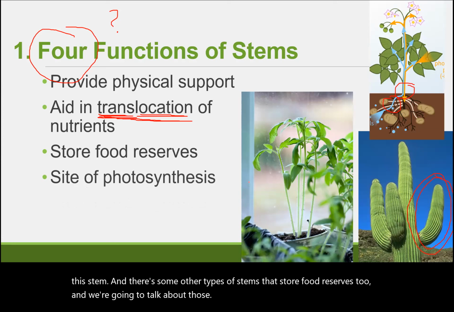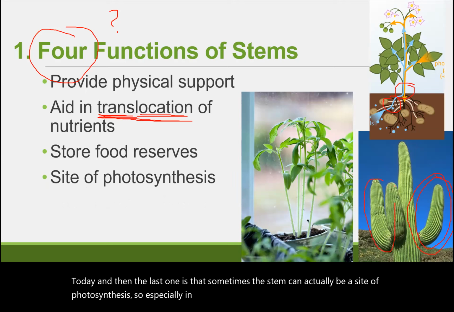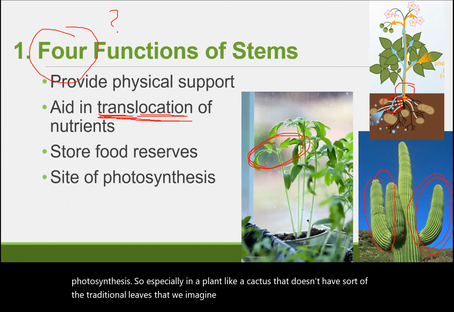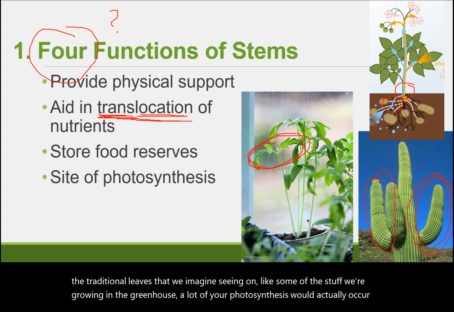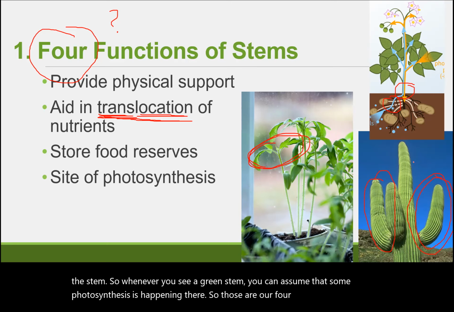And then the last one is that sometimes the stem can actually be a site of photosynthesis. So especially in a plant like a cactus that doesn't have the traditional leaves that we imagine seeing on some of the stuff we're growing in the greenhouse, a lot of your photosynthesis would actually occur in the stem. So whenever you see a green stem, you can assume that some photosynthesis is happening there. So those are our 4 functions. All right, we got one thing done.